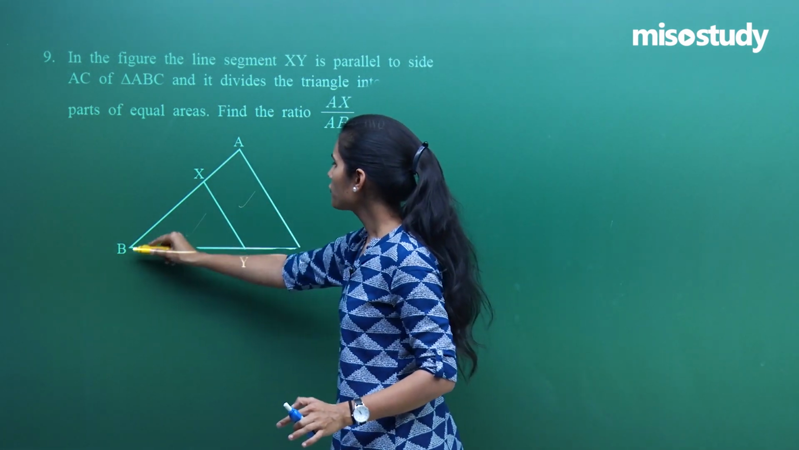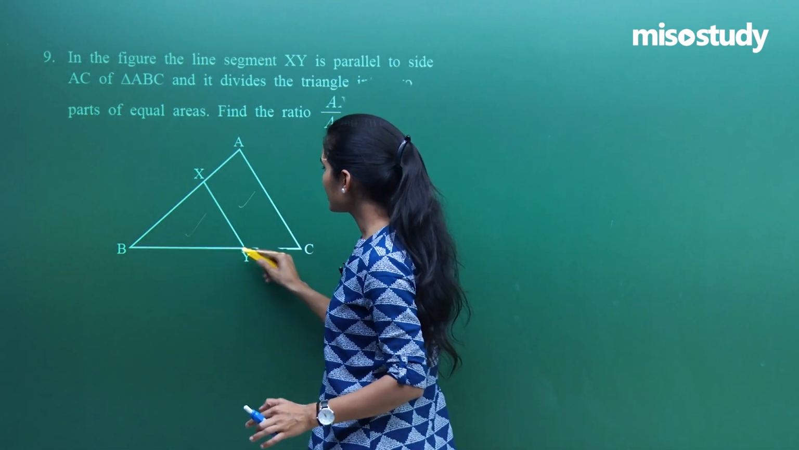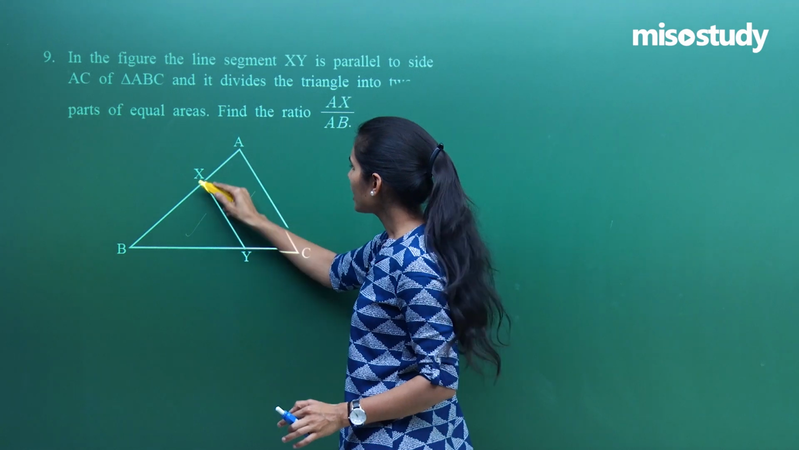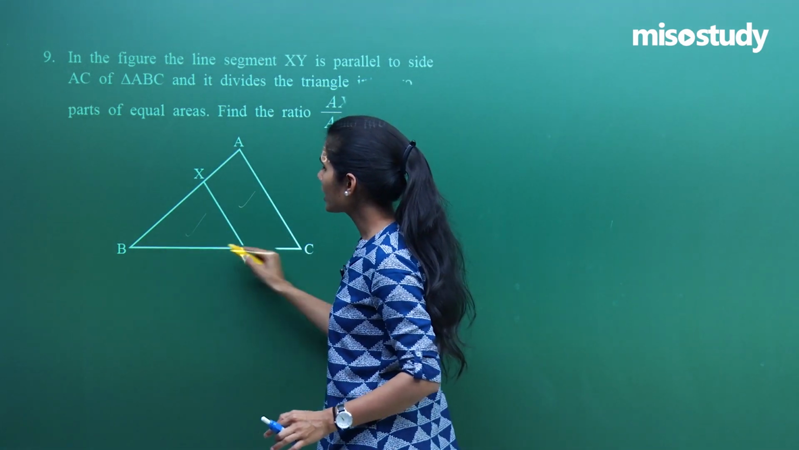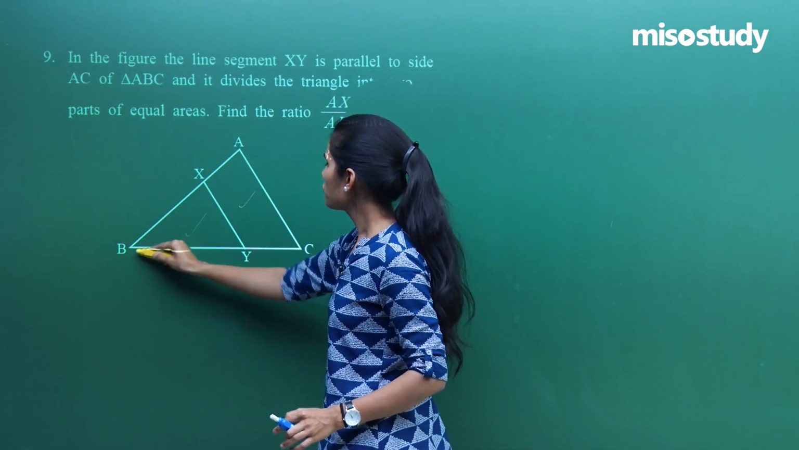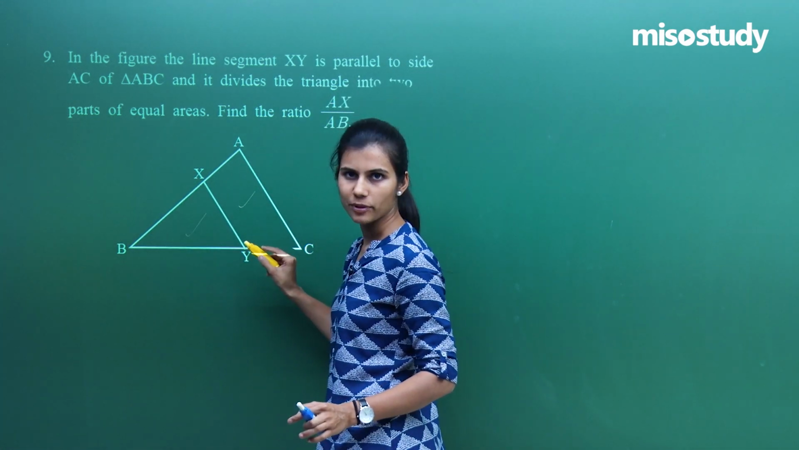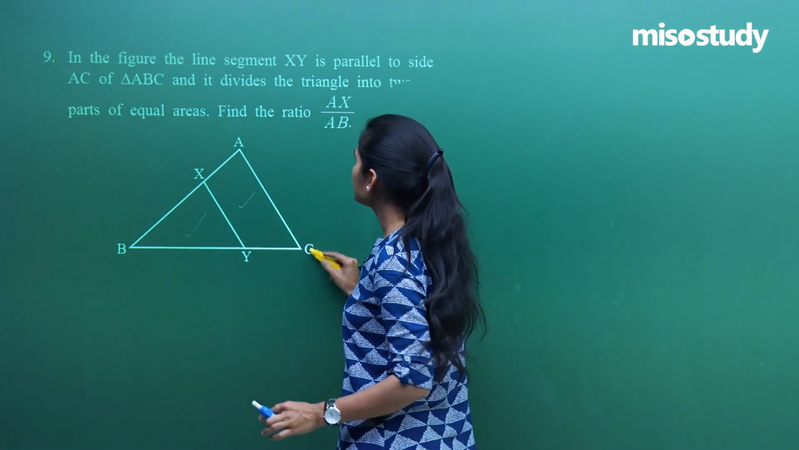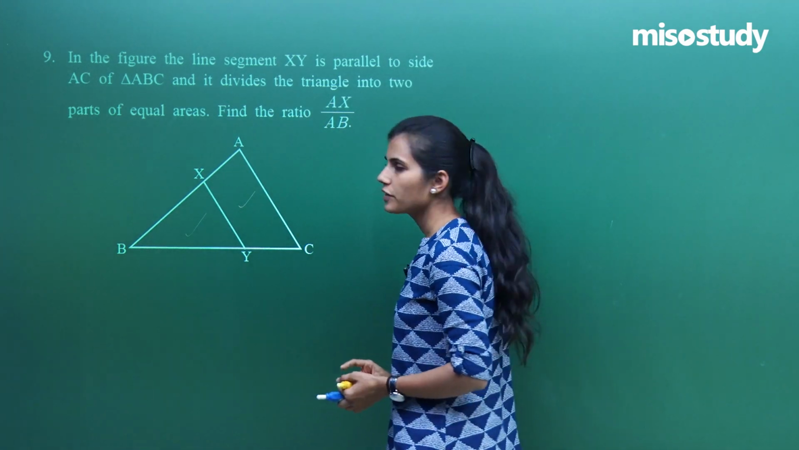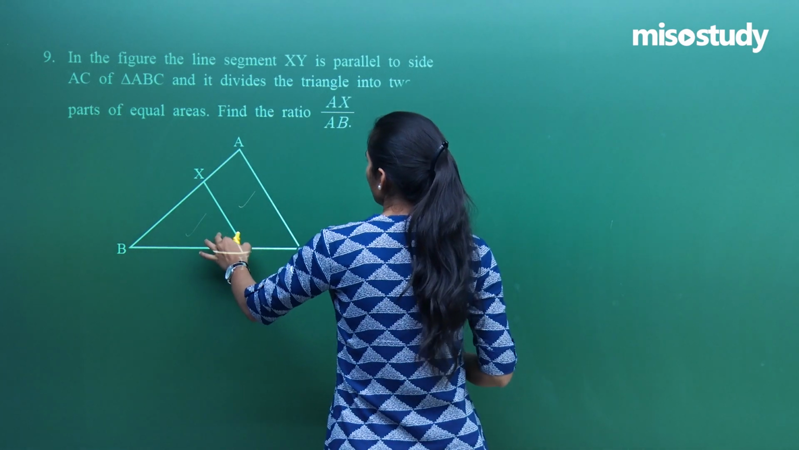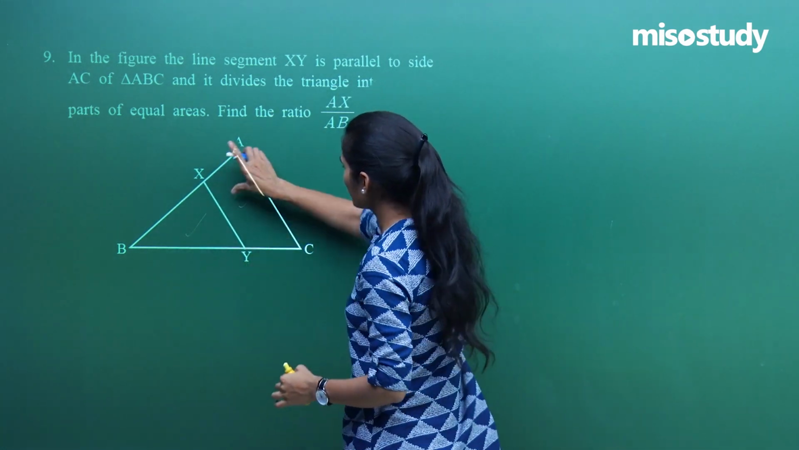So I can write area of triangle ABC as area of triangle XBY plus area of quadrilateral AXYC. But area of AXYC is same as area of triangle XBY. So I can write area of triangle ABC as area of triangle XBY plus area of triangle XBY. So area of triangle ABC by this statement can be written as twice of area of triangle XBY. Understood? First of all, because this is parallel to this, what is it that you have?